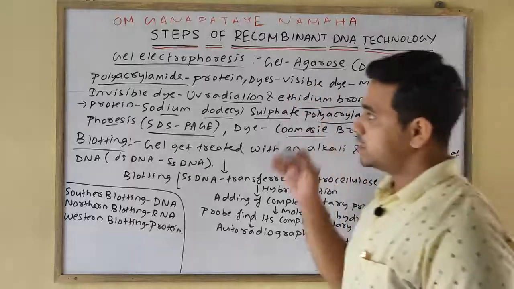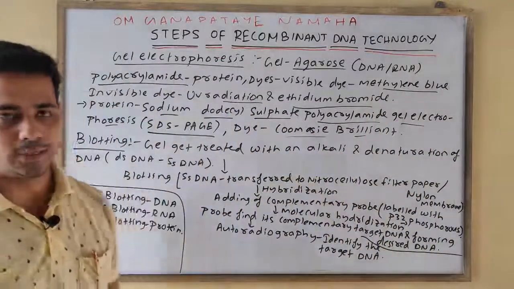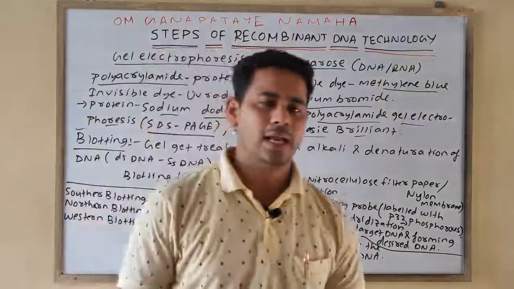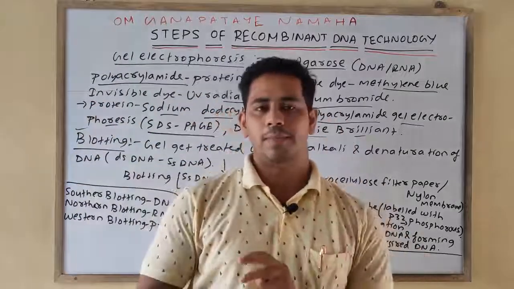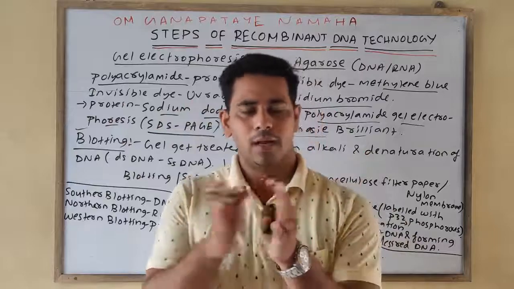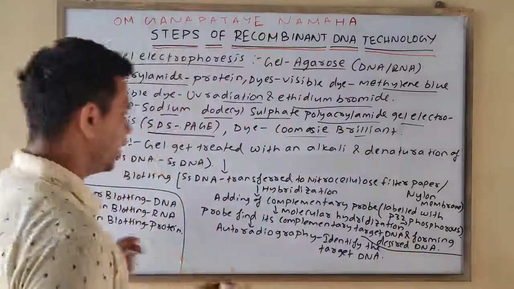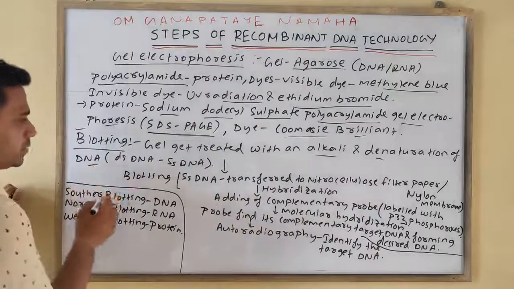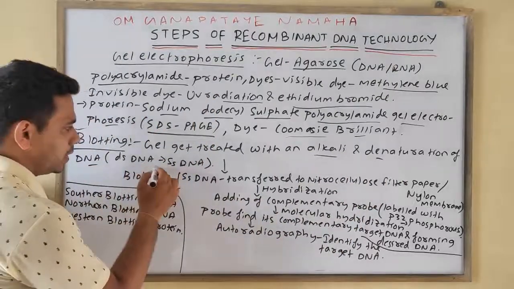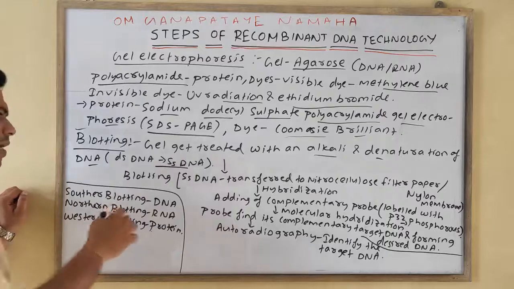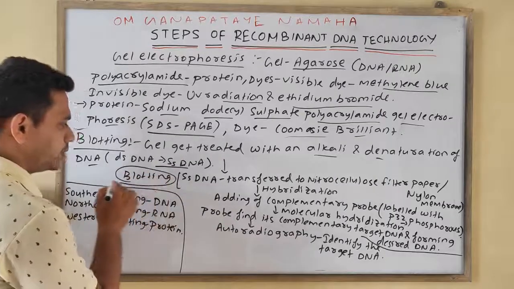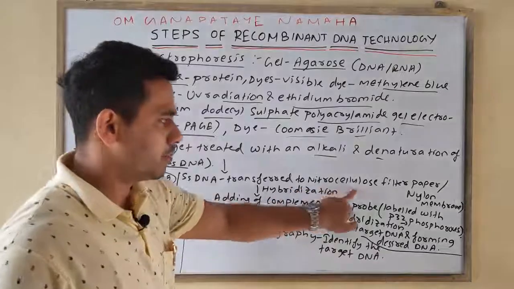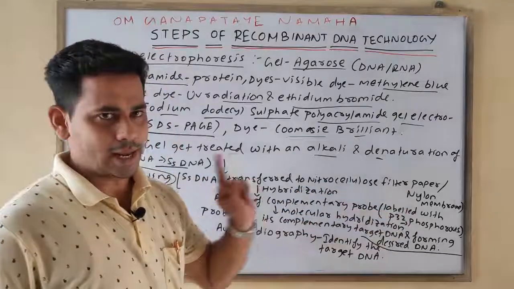After gel electrophoresis comes the blotting technique, in which the gel is treated with alkali and denaturation happens, meaning the double stranded DNA is converted into single stranded DNA. After that, the proper blotting is done, in which the single stranded DNA is transferred to the nitrocellulose membrane, filter paper, or nylon membrane.